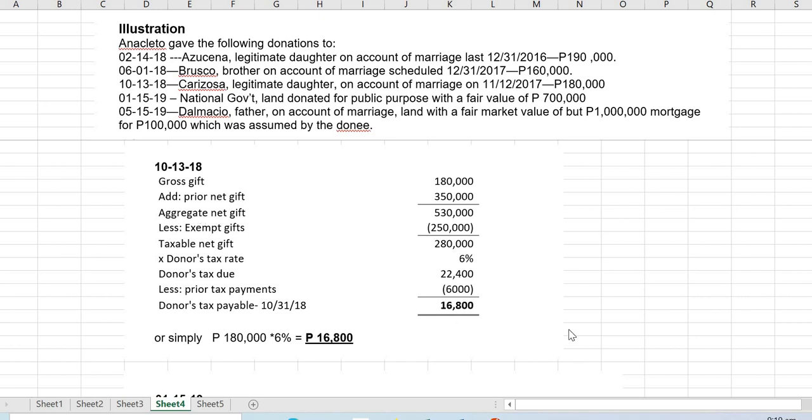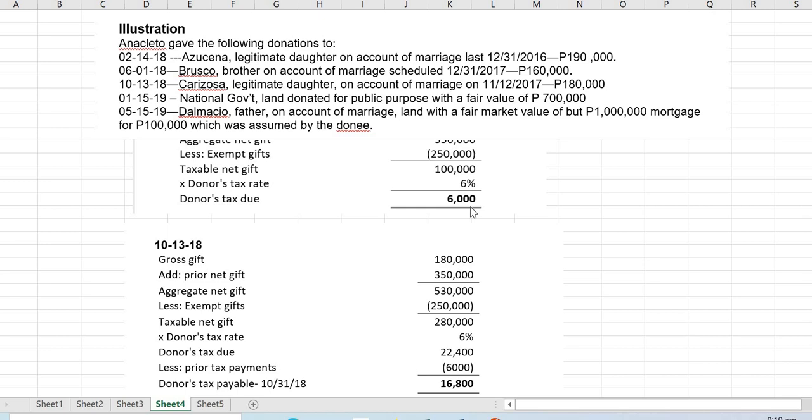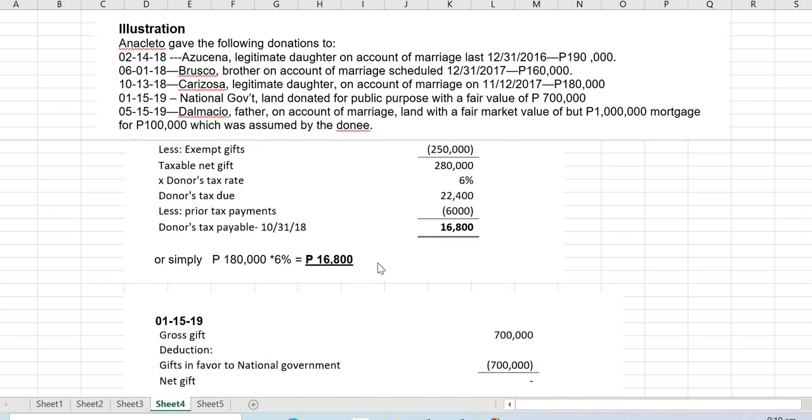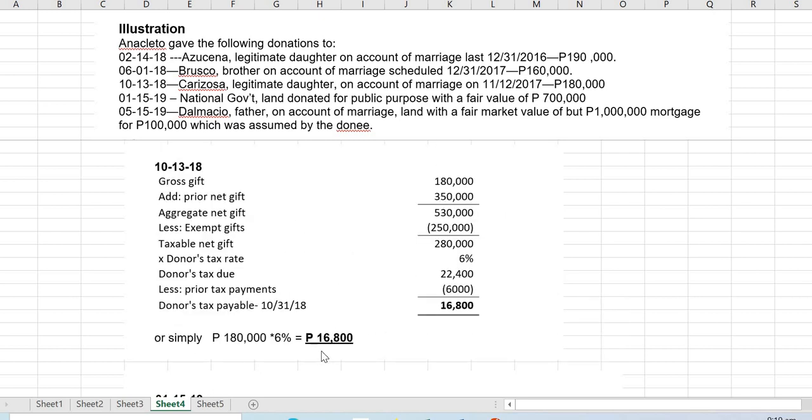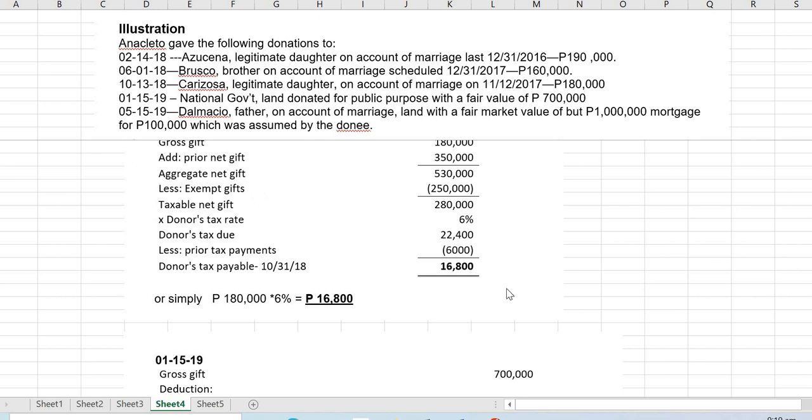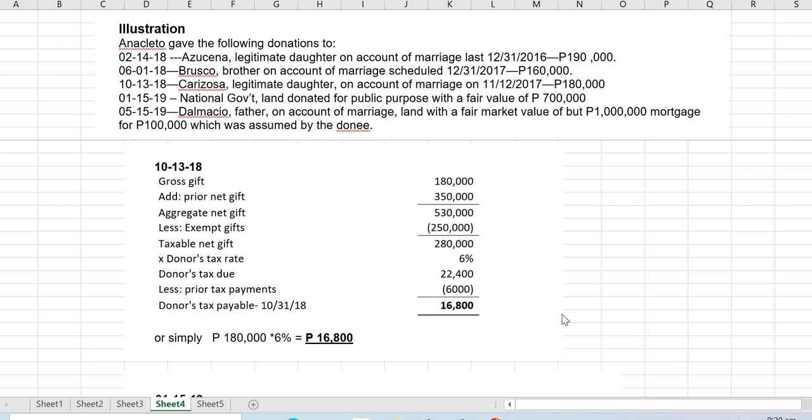Or to make it easier, if your prior net gift has already exceeded 250, you can go straight: whatever the net gift is for the current donation, like October 13, multiply by 6%. It's the same thing anyway, since you already paid 6,000 on the prior net gift. So you can go straight: 180, the net gift for the current donation, times 6%. Take note that you only aggregate if the donation was made in the same taxable year.